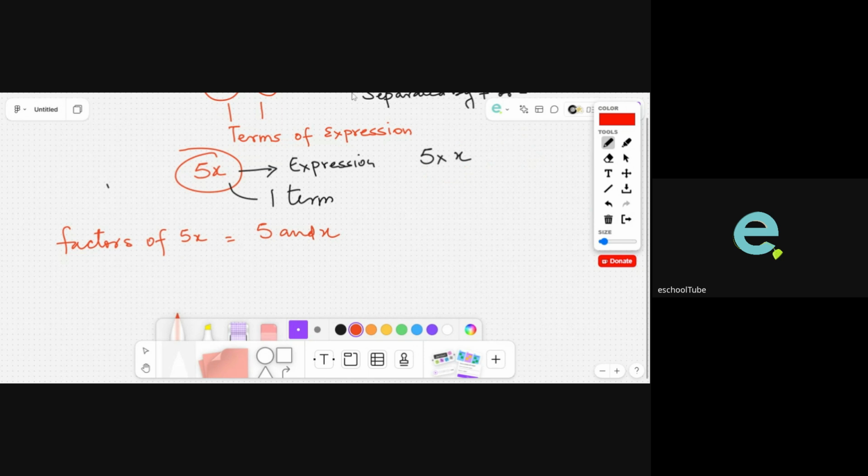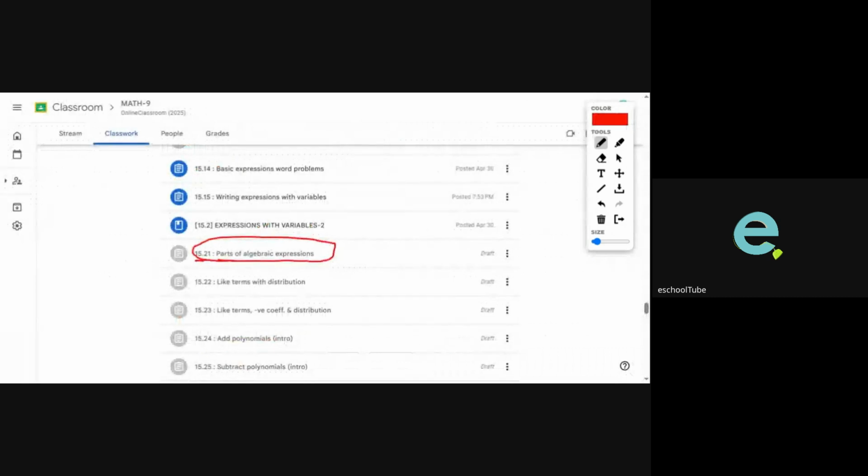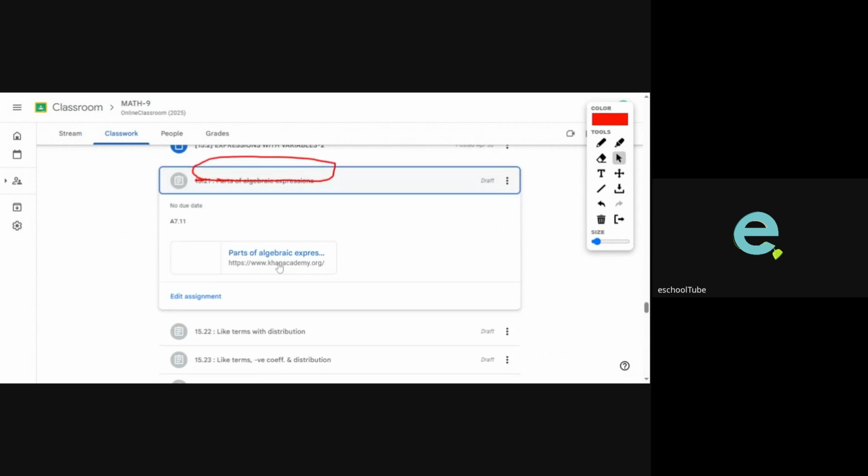Okay, now let's go back to 5.21. Parts of algebraic expression. इसमें हम छोटी छोटी एक आध एक्सरसाइज करेंगे, then rest you do it on your own. इसमें और क्लैरिटी आएगी.